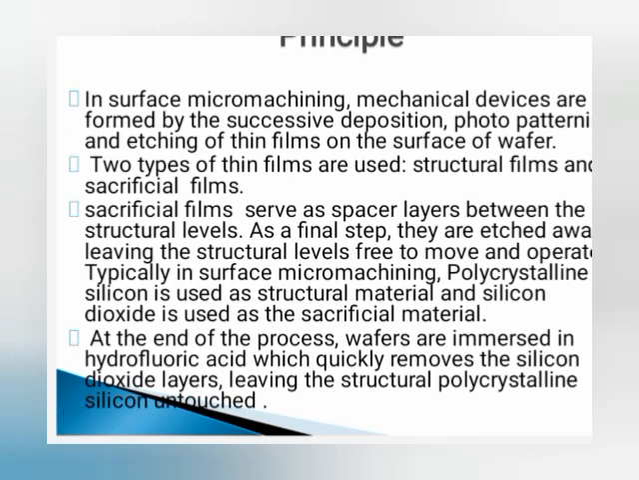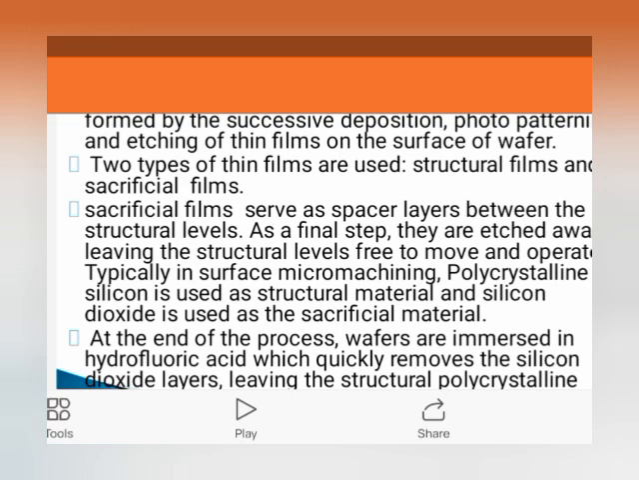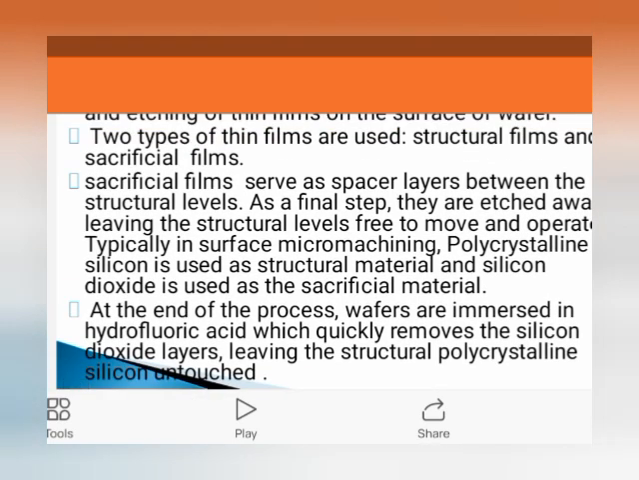In surface micromachining, mechanical devices are formed by the successive deposition, photo patterning, and etching of thin films on the surface of the wafer. Two types of thin films are used: structural films and sacrificial films. Sacrificial films serve as spacer layers between the structural levels. As a final step, they are etched away, leaving the structural levels free to move and operate.